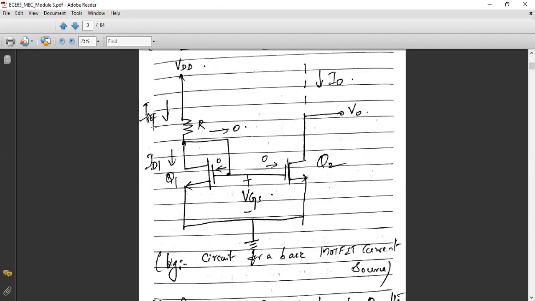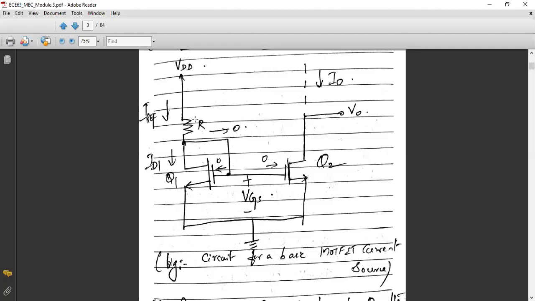You know that current is potential difference divided by resistance. So what is the potential difference that you have? The higher potential is VDD minus the potential here. This is the drain terminal, and the drain terminal is the same as the gate terminal because you have a short circuit. So the potential difference across this resistance R is VDD minus VDS, because we are taking the voltage at this node with respect to ground or source. Ground means it is at the source.